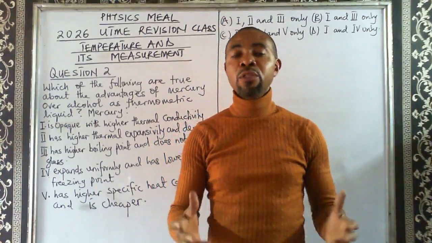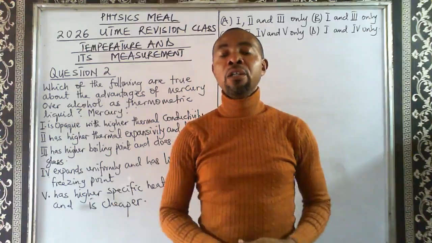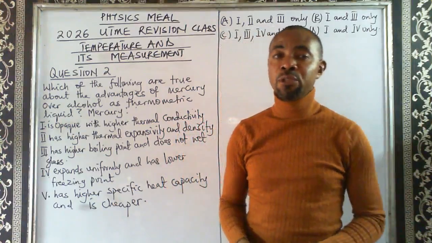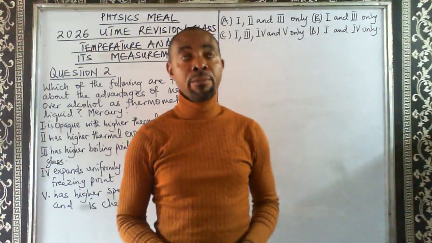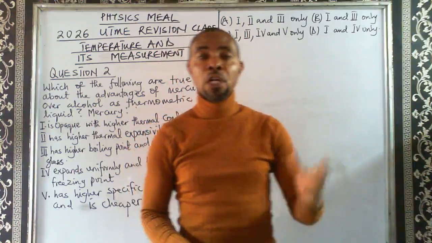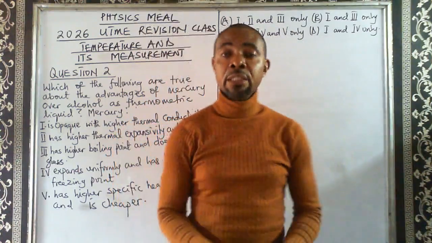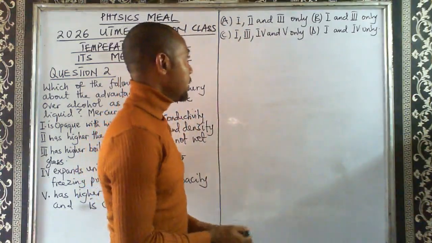In part 1 we looked at the meaning of temperature, we dwelt on that, and we looked at various temperature scales and the relationship between various temperature scales. Remember, we also considered the fixed points of a thermometer. So today, our business, we are going to look at thermometric substances.